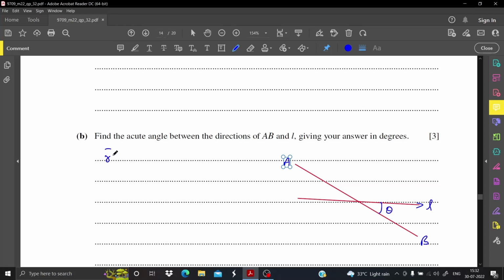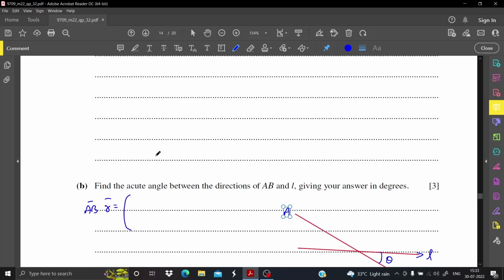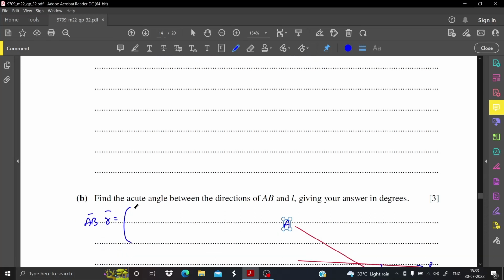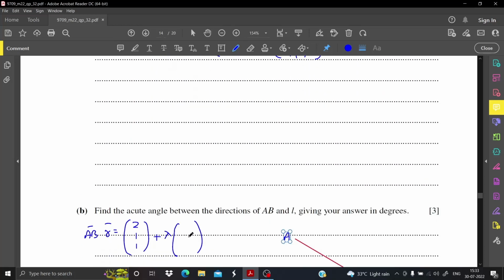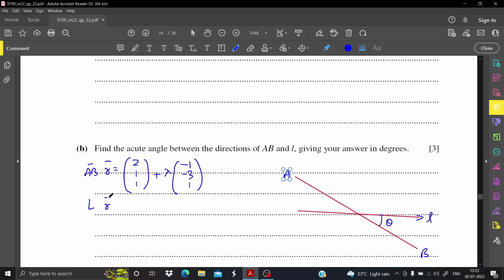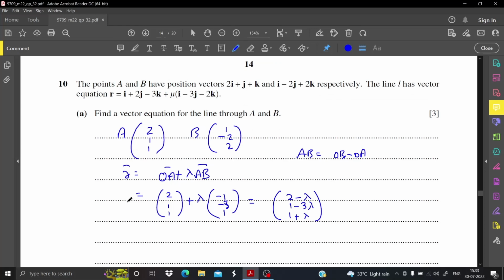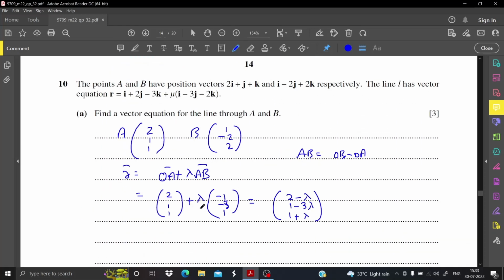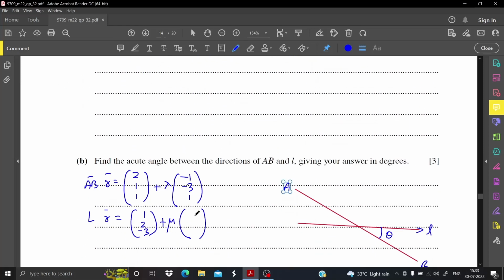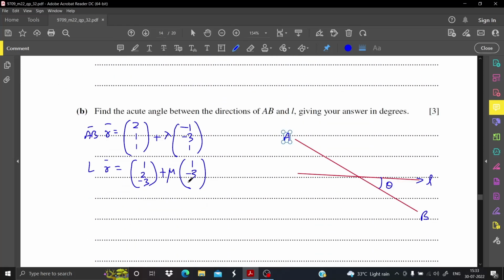Here we have r bar. This is for AB. What we have is (2, 1, 1) plus lambda (-1, -3, 1). And for the line L, r bar is already given. That is (1, 2, -3) plus mu (1, -3, -2). The direction of the line L is (1, -3, -2).